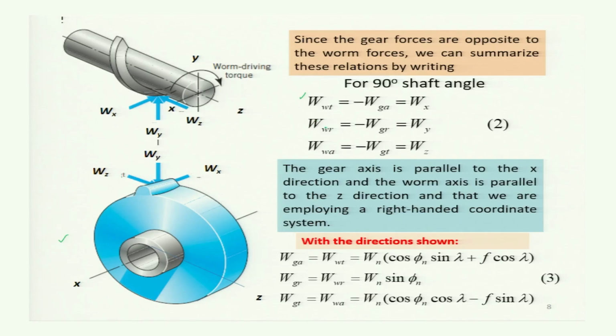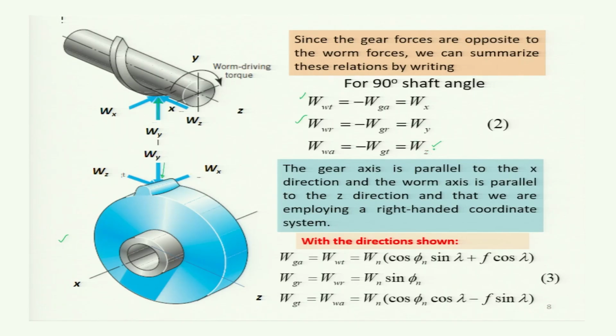That means the radial force on the worm is equal to minus, the sign will change, as you see here: it is acting in a positive y direction and this is acting in the negative y direction. So W on the worm radial force is equal to minus of the W gear radial, and that will be the total force acting in the y direction. The axial force on the worm will become the tangential force on the gear, but the direction will be opposite, and that will be the total force in the z direction.